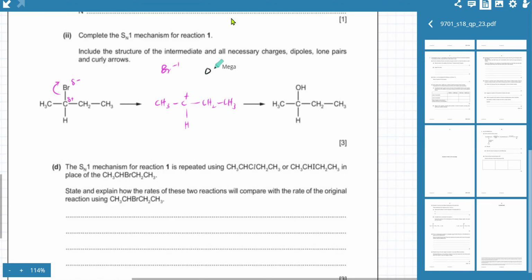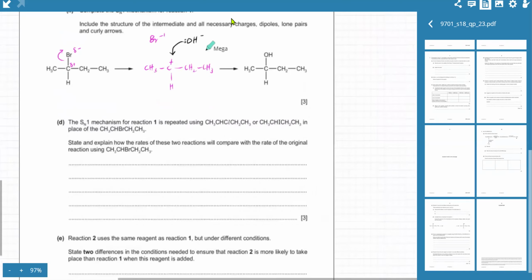And if the OH ion concentration is sufficiently high, then the chances are that the OH ions would come in, bringing the electrons, since they are a nucleophile, and they can bond with the carbon atom to form an alcohol. So that's your SN1 mechanism.